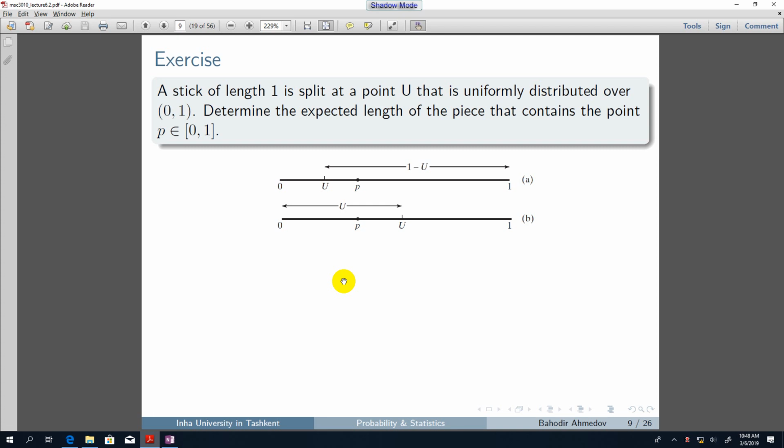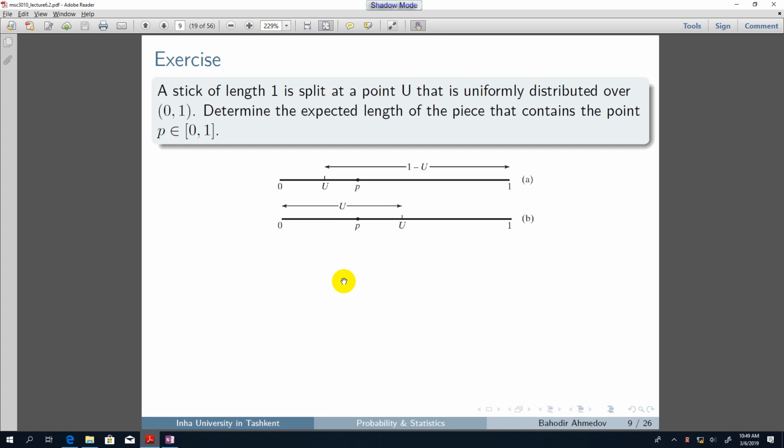Okay, you cut this. Then you measure the length of the side which has this mark. Now you do this experiment many, many times. Then you find the average of all the lengths which have this mark, which have this point P. So I'm asking you, what is this average length? The length of the stick.